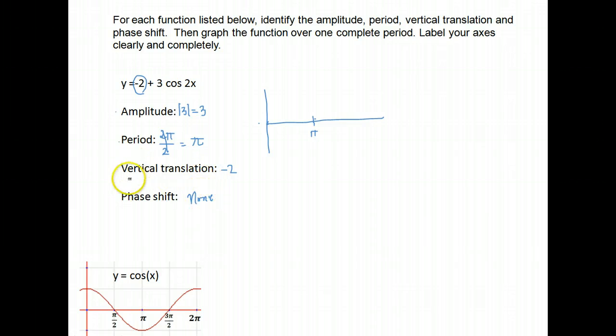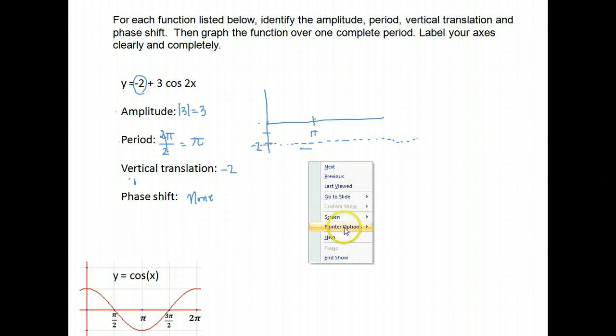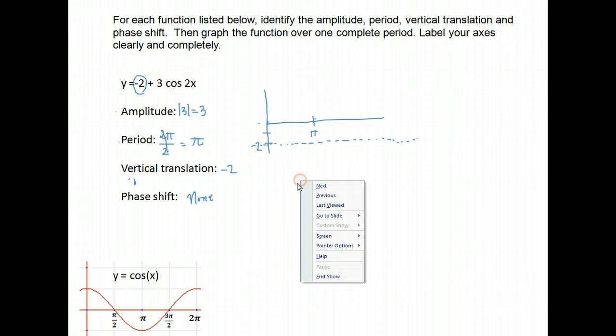What is our amplitude? It's 3. Has our midline changed at all? Yes, we're going to have a vertical translation of negative 2. So instead of our midline being at the x-axis at 0, it's going to be here at negative 2. And like I said, I like to put a little dotted line there. I will take it out later because it's not actually part of the graph. It's just something that I use when I'm graphing to help me know where my midline is.